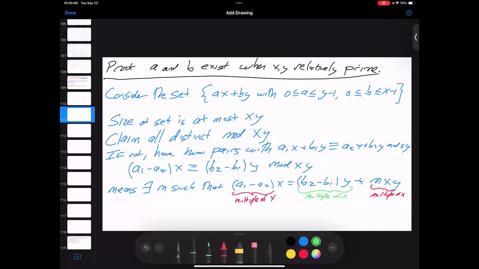But what did I assume about x and y? They're integers, but I assumed more than just they're integers. What am I assuming about x and y? They're relatively prime. So if x and y are relatively prime, can anything that divides x divide y? So anything that divides x, what does it have to divide?